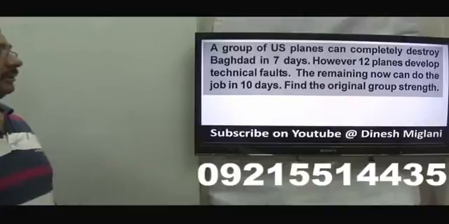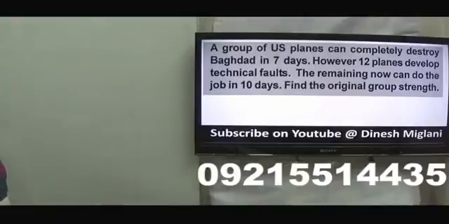It is given that a group of US planes can completely destroy Baghdad in 7 days. However, 12 planes have technical faults. The remaining can do the job in 10 days. Find the original strength of the group.